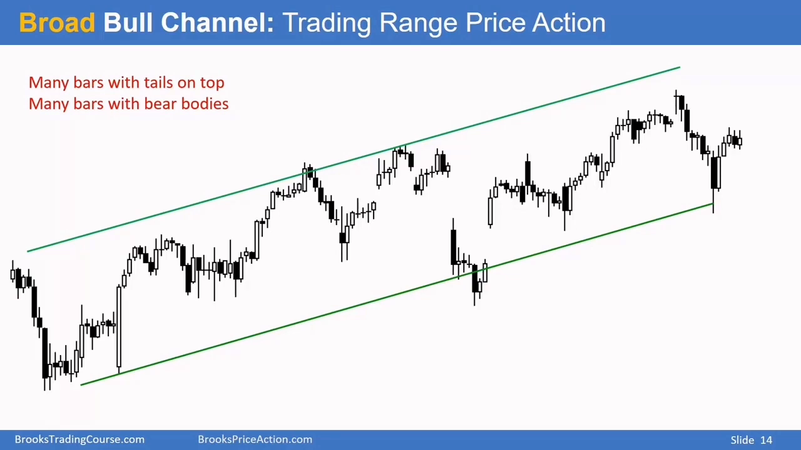Another characteristic of a broad bull channel is that a lot of the bars have tails on top and a lot of the bars have bear bodies. And that's consistent with the market being very two-sided. Many bars overlap, lots of reversals, a lot of bad follow-through after good bull bars. Good bull bar, bad follow-through, a few good bull bars, bad follow-through, bull reversal, bad follow-through, bull breakout, bad follow-through. When you see bull legs that have bad follow-through, the market's either in a trading range or in a broad bull channel.